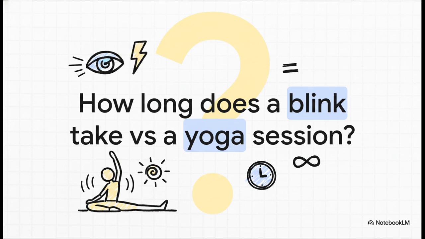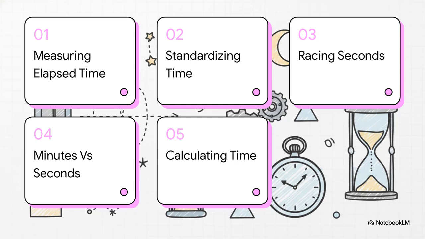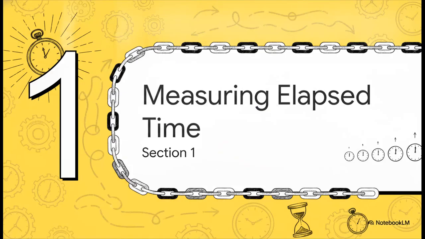Here is our roadmap for this explainer chapter. We'll be hitting 5 key areas: measuring elapsed time, standardizing time formats, racing seconds for precision, estimating minutes versus seconds, and calculating and converting time. Starting right at the top with Section 1, measuring elapsed time.